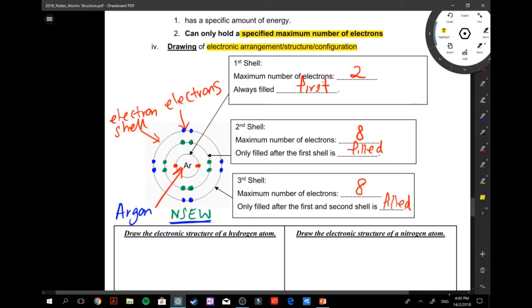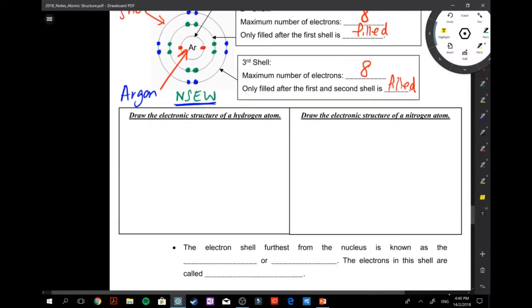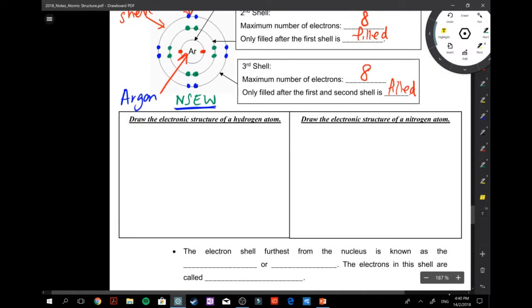Now let's have a bit of practice. Over here you see 2 boxes. You're required to draw the electronic structure of a hydrogen atom. So go to the periodic table, take a look at the number of protons and eventually the number of electrons of a hydrogen atom, as well as for a nitrogen atom.